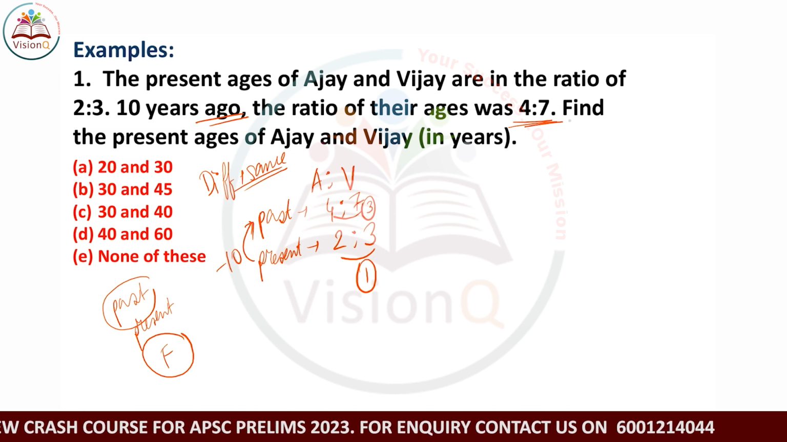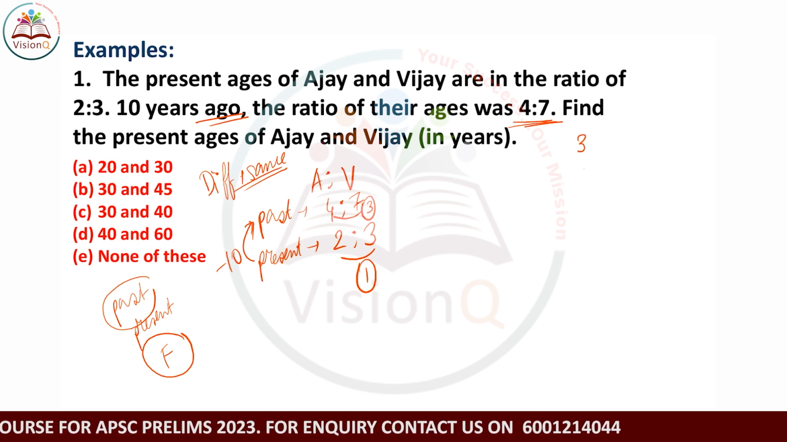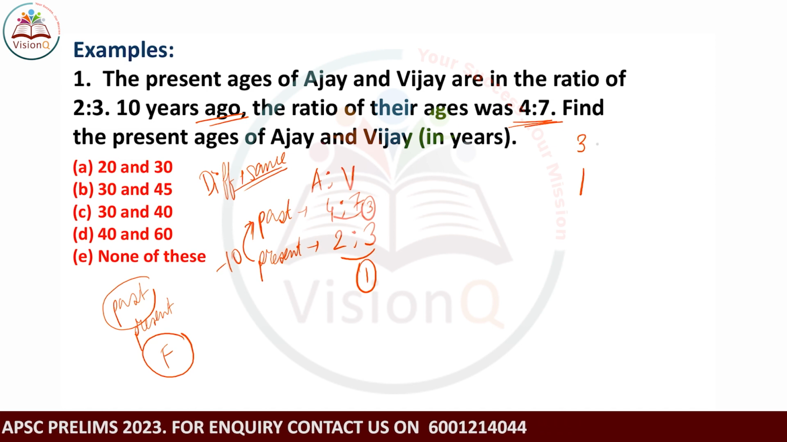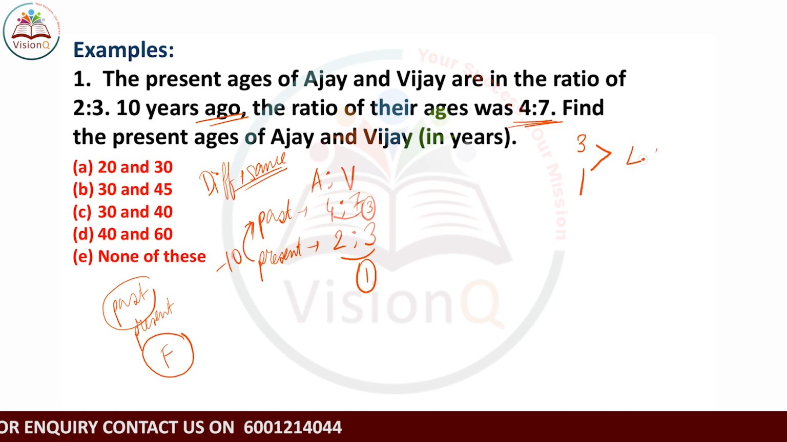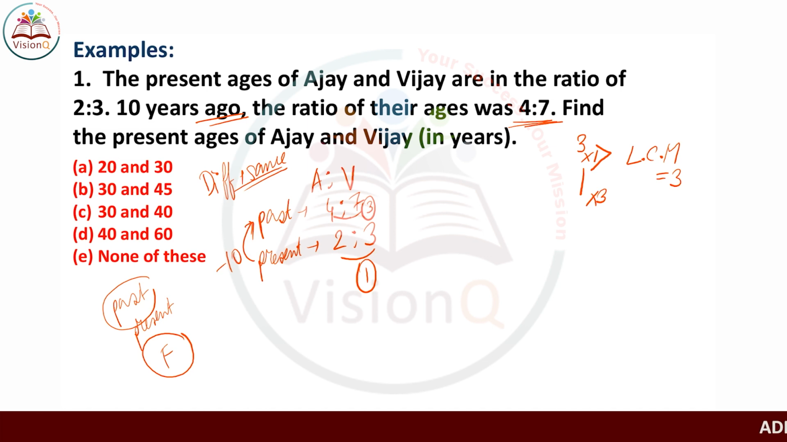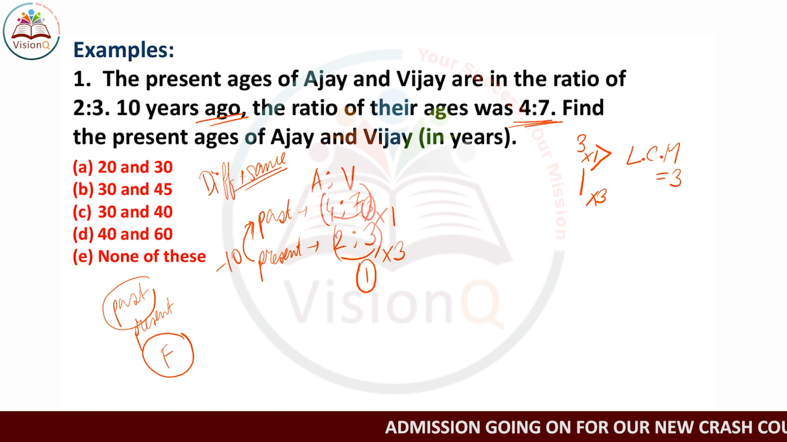So I have to make these two numbers same. To make two numbers same, I have discussed in the first part of ratio, in the concept part of ratio, in the first video of ratio, always you need to find out the LCM. Now the LCM of 3 and 1 is 3. To make this 3 as 3, multiply this by 1. And to make this 1 as 3, multiply this by 3. So wherever there is 3, I have to multiply this ratio with 1. And wherever there is 1, I have to multiply this ratio with 3. To make the difference of the ages equal.